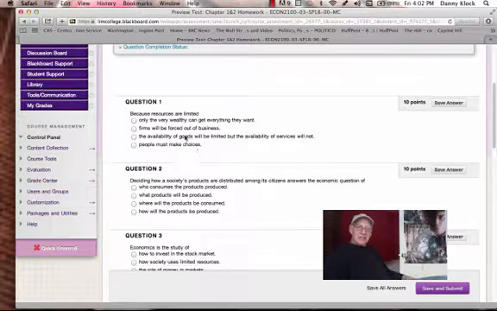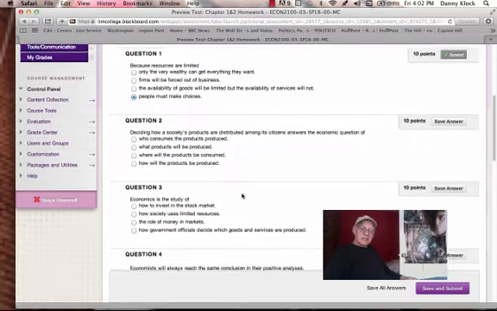Question 1, because resources are limited, people must make choices, right? Because there is this scarcity question. You only have so much money, you've got to buy stuff. What do you decide to buy? It's your choices that make that difference.